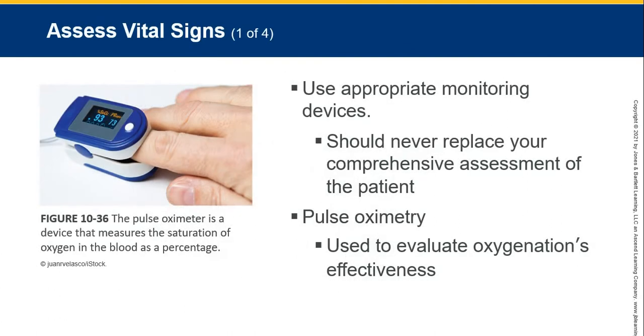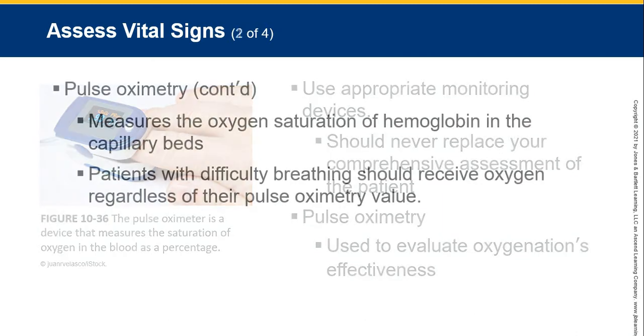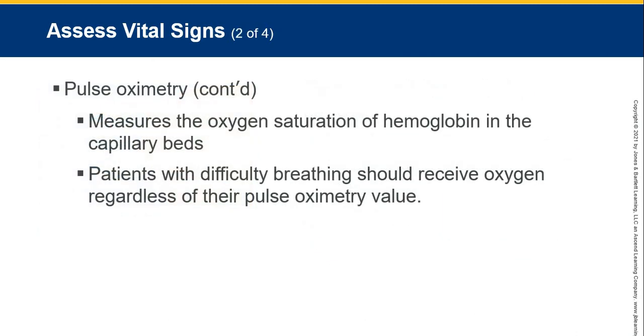Hey, we showed you pulse ox here in the lab. Just know pulse ox measures the percentage of oxygen attached to the hemoglobin. That's basically the definition. Yeah, and it's at the capillary bed that it actually measures that. Now, here on the bottom, patients with difficulty breathing should receive oxygen regardless of their pulse oximetry value. Yeah, but still try and keep it between 94 and 99%.